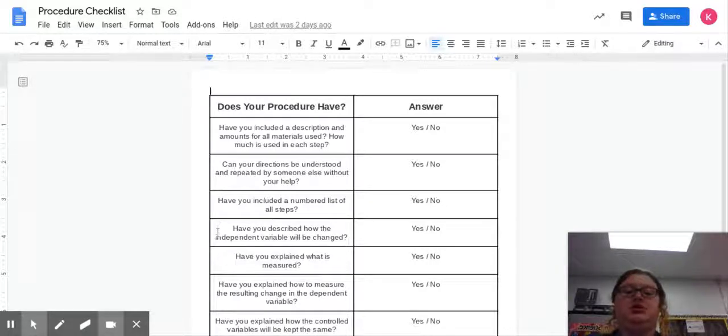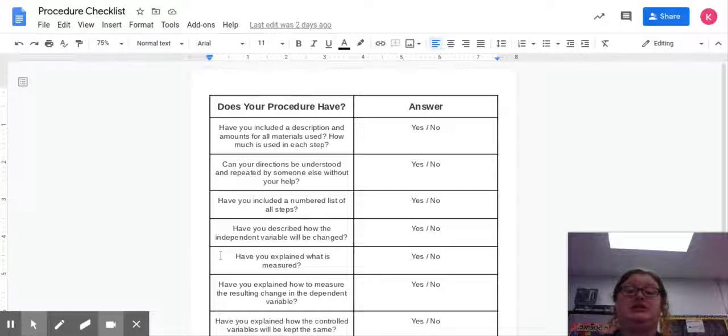You also need to make sure that you have described how the independent variable will be changed. So how is it changed? When is it changed? What step do I change it? What do I change it to? Those are all questions that should be answered by your procedures.